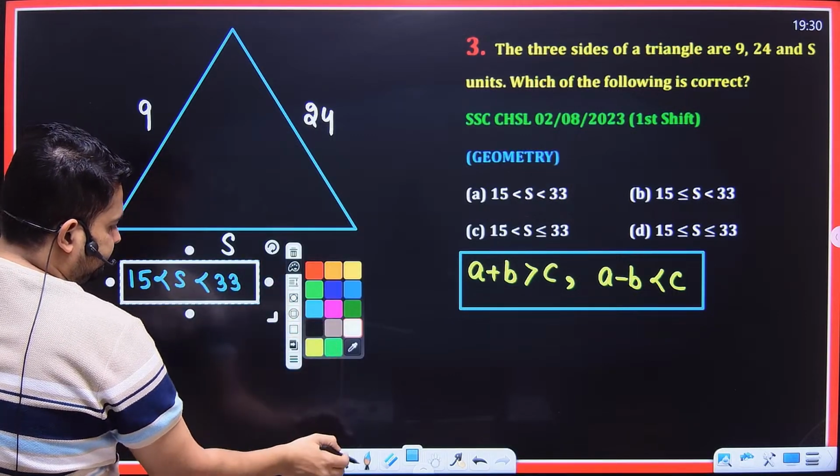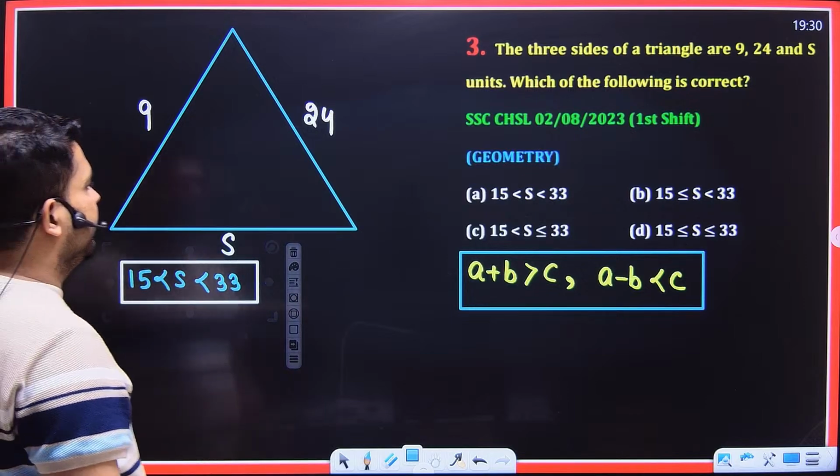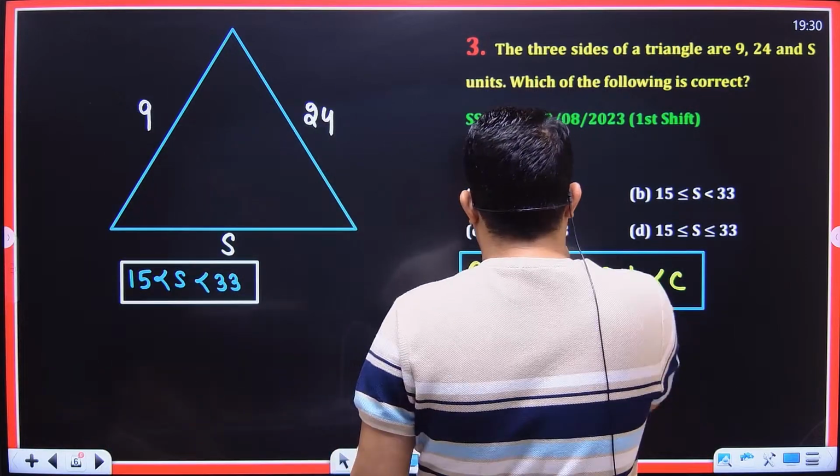33 is the sum and 15 is the difference. So my answer is option number A.